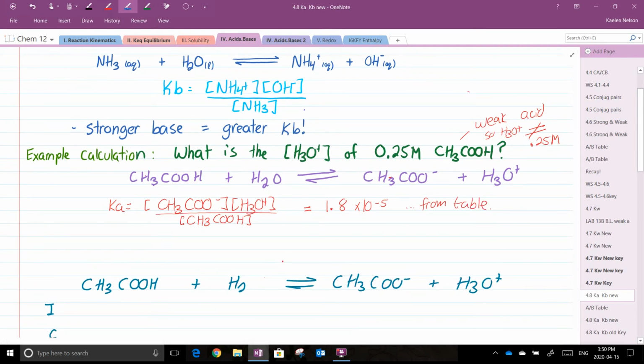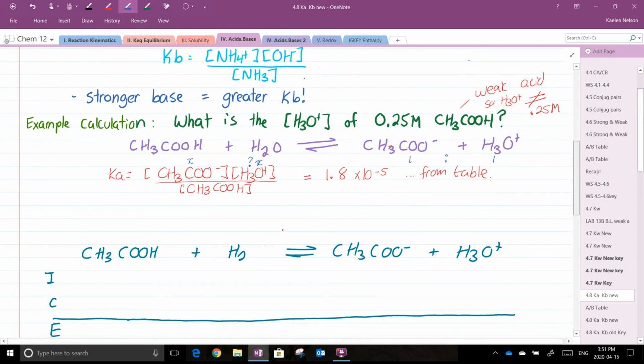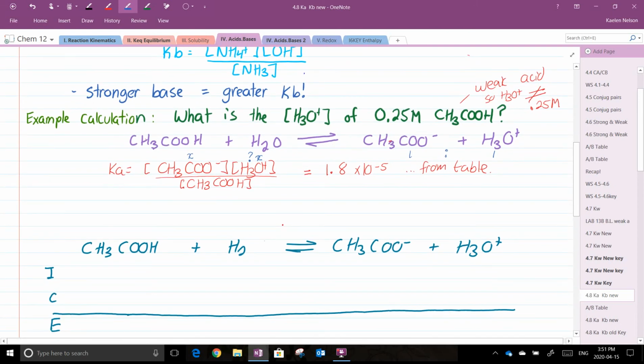And now we have to decide what we're really looking for here in this expression. We want to know the H3O. So this is what we're looking for. So we're going to call this X. And these are 1 to 1. So we're also going to be able to call CH3COO minus X. Okay, so then you need to bring out your ice table. The time that you're going to use your ice table is if it's a weak acid. If it was a strong acid, you just use the number given in the question.